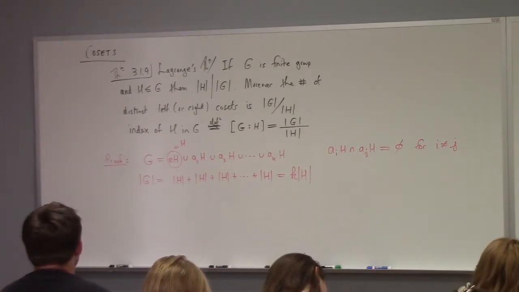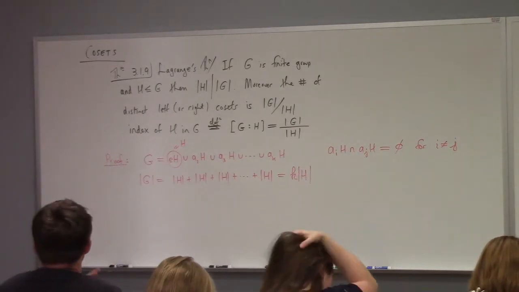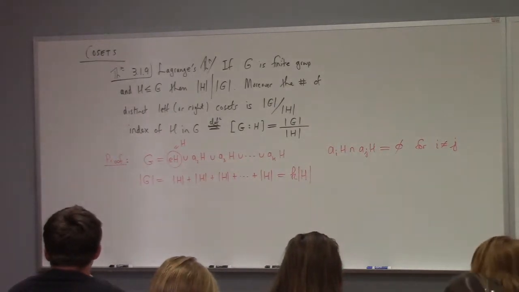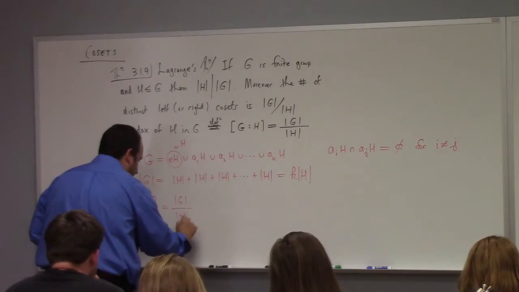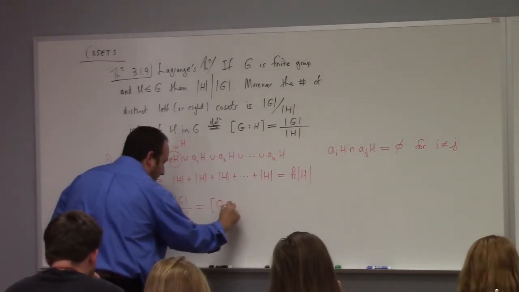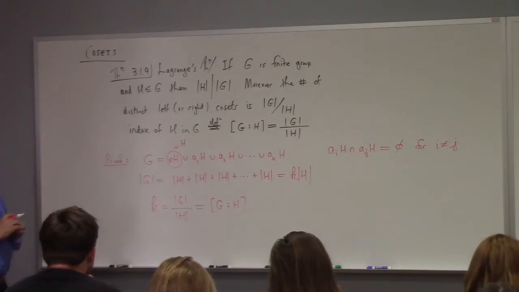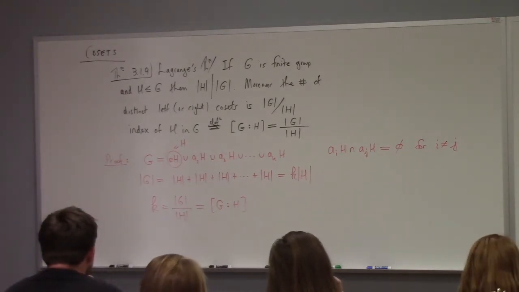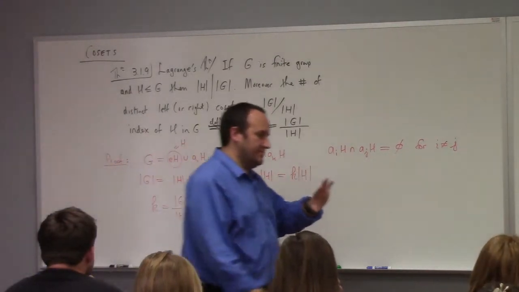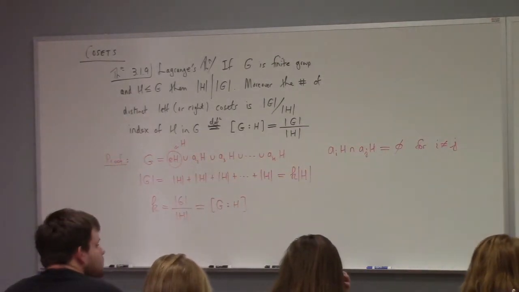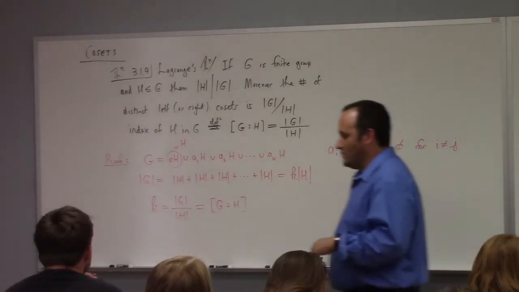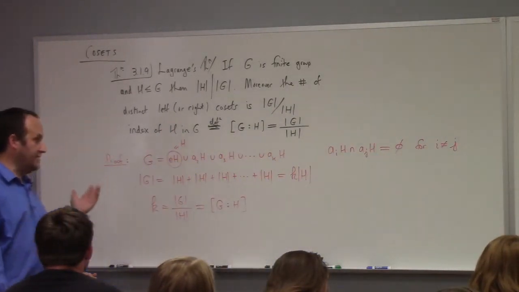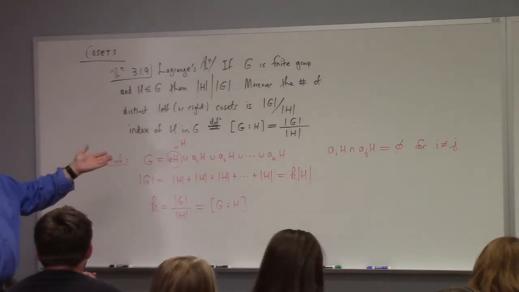And so that's the proof. The rest is just notation. Because k is equal to the order of G over the order of H, and it also is, by definition, the index. It's the number of distinct left cosets of H in G. We knew this for cyclic groups. Now this is for abelian and non-abelian groups. It has to be finite, though.